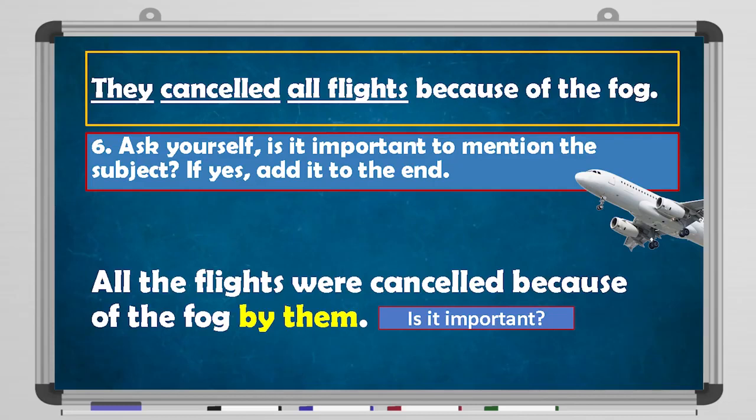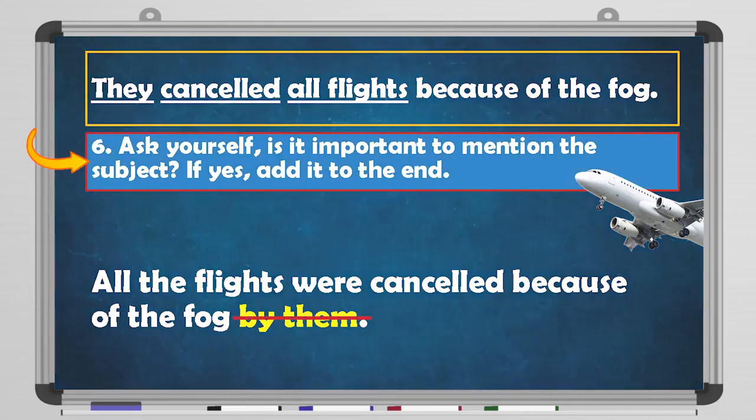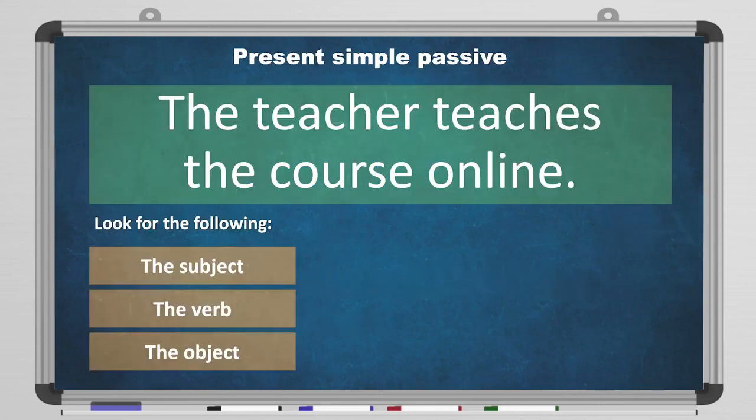And then I will look at the sentence and I will ask myself, is it important to mention the subject? If not, just don't mention it. Let's look at this sentence. The teacher teaches the course online. As I said, look for the three, the subject, the verb, and the object. Here they are. What are we going to do?